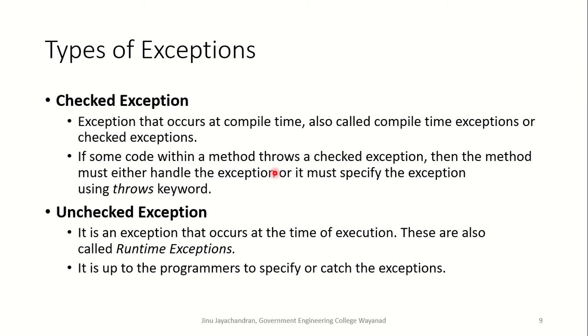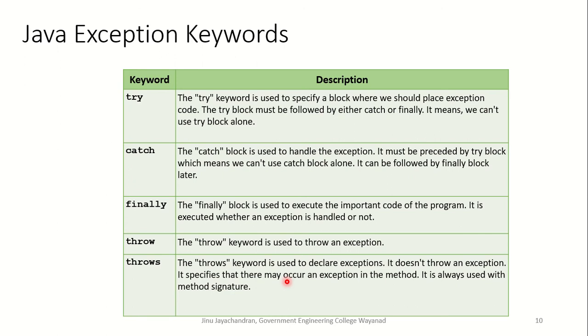Now if some code within a method throws a checked exception, then the method must either handle the exception or specify the exception using the throws keyword. So if the code throws an exception, meaning the code shows that something has happened, then that should be handled inside the code. An unchecked exception usually occurs during runtime. It is up to programmers to specify or catch exceptions.